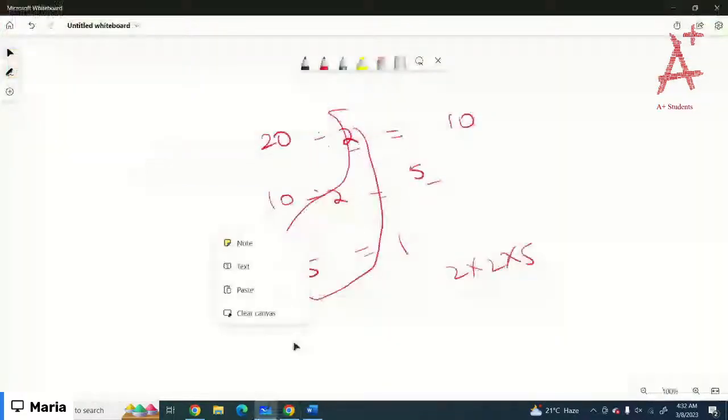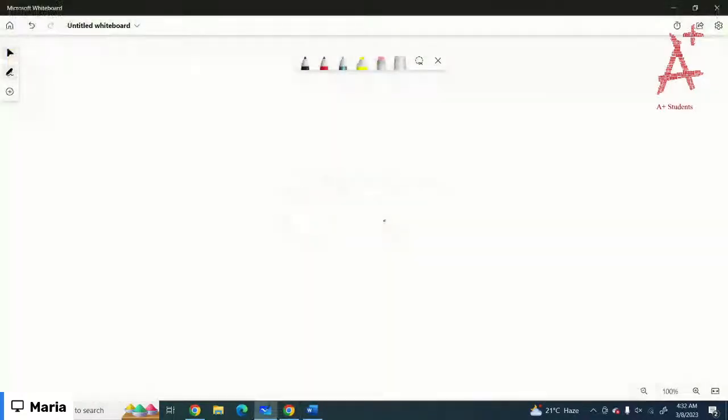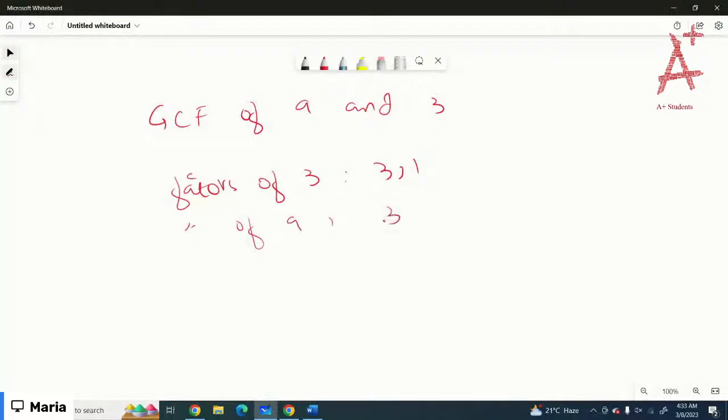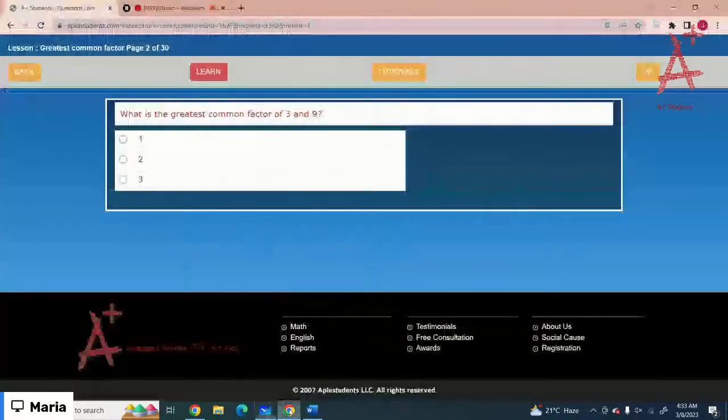The greatest common factor of 9 and 3. Okay, let's just write down the factors. Factors of 3: 3 times 1 is 3. Factors of 9: 3 times 3 is 9 and 9 times 1 is 9. So what is the greatest common factor? The greatest common number, that is 3. That means the GCF of 3 and 9 is 3. Got it? Okay, that means it is 3.